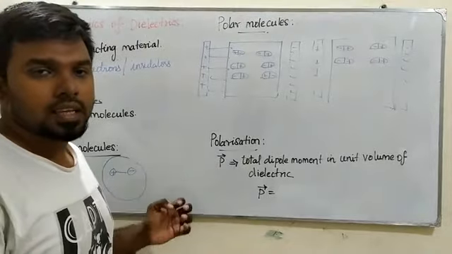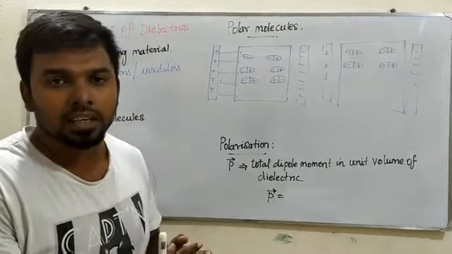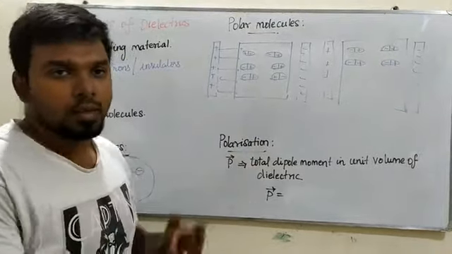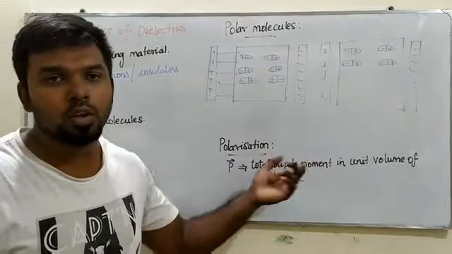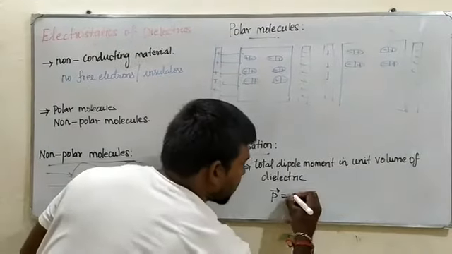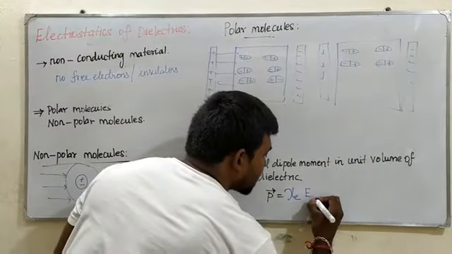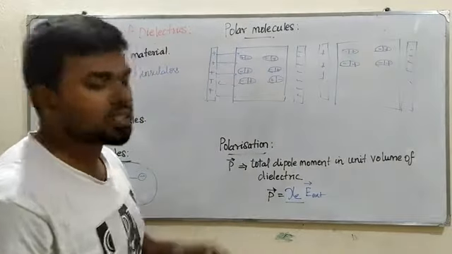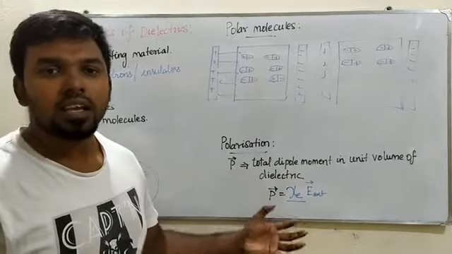So in both the polar and non-polar cases, by applying an external electric field, we can make the dielectric a polarized atom. Polarization is defined as the total dipole moment per unit volume of the dielectric, which is given as P vector equals electric susceptibility times the external electric field. This chi is known as electric susceptibility, which is a constant.